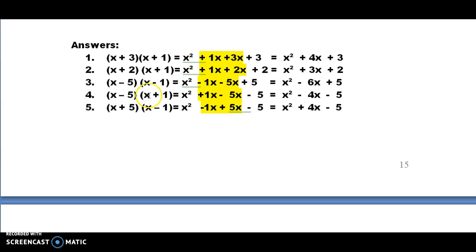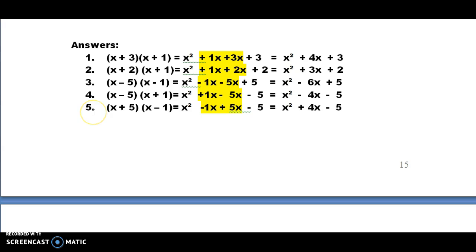We have x squared. We have on the outside a positive 1 times x for a 1x. The 2 that are closest together gives us a negative 5x. And the last term in the first expression is a minus 5. The last term in the second group is a positive 1, which gives us a negative 5. We combine the 2 that are in the yellow, the inner and the outer, and we get a negative 4x for the middle term in our answer.